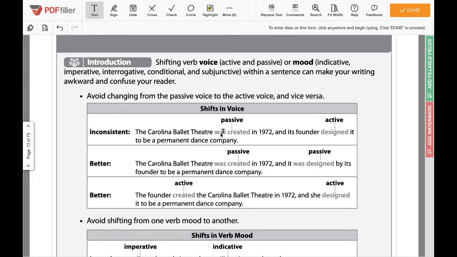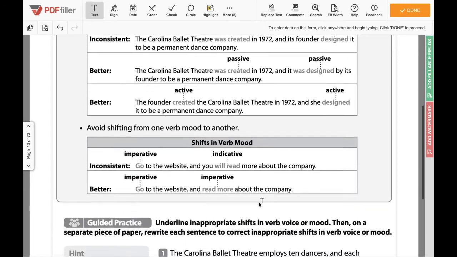Now here they took off that was to make that created just active voice. And they also switched around the sentence a little bit. So instead of saying that the ballet theater was created, they said the founder created the Carolina Ballet Theater, because we need to have the subject first, and the subject being the person that created the ballet company. And she designed it to be a permanent dance company. So we switched them both to active voice.